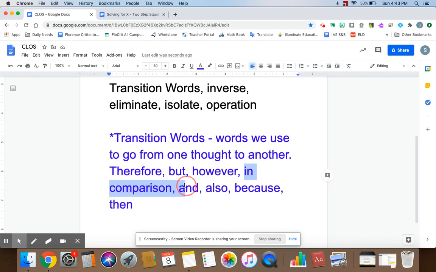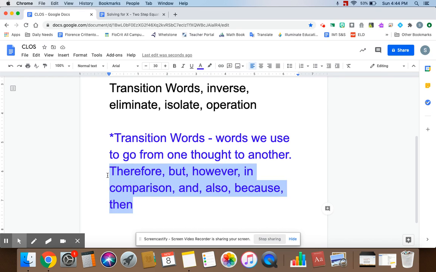In comparison is a transition word that will compare one thought to another. The word and also combines things together. Like I like hot weather and getting a tan. Or I like hot weather also getting a tan. Because you can use to explain things, and then is a transition word that will help you explain order, like what comes first, then next, then next.